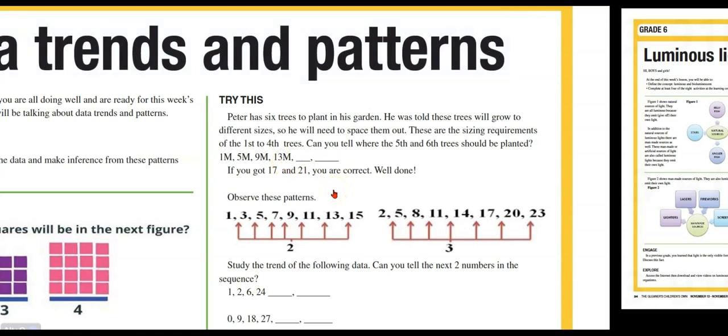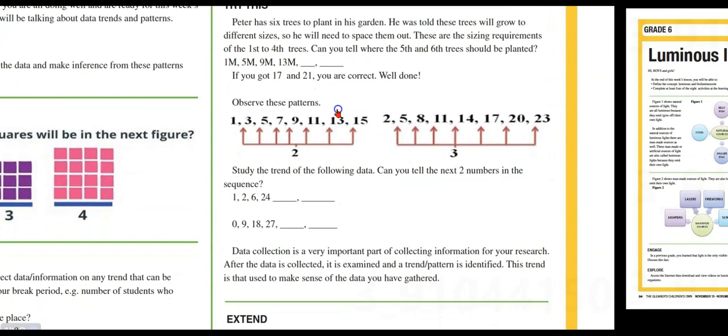Okay, so let's look. Again, the numbers are increasing. We have 1, then 5, then 9, then 13. What's the difference between 1 and 5? So from 1 to 5, we added 4. From 5 to 9, we added 4 again. From 9 to 13, we added 4. So we seem to be adding 4. So 13, and we add 4, we would get 17. And 17 would add 4 more to get 21. It says here, if you got 17 and 21, you are correct. Well done.